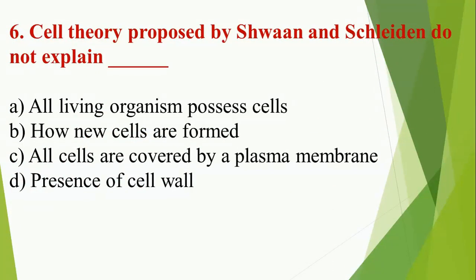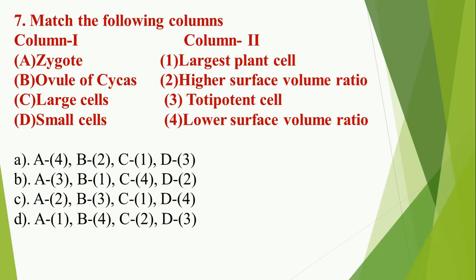Question number 6. Cell theory proposed by Schwaan and Schleiden, we just discussed, but they do not explain dash. That is also discussed. They do not explain how new cells are formed. This was explained by Rudolf Virchow. Right? Correct. Question number 7. It's all about different types of cells. Column 1 says A, zygote, largest plant cell. B, ovule of cycas towards higher surface volume ratio. Large cells, totipotent. Small cells, lower surface volume ratio.